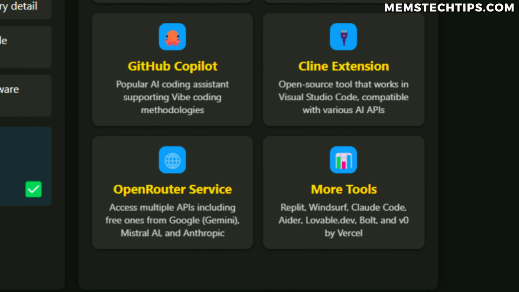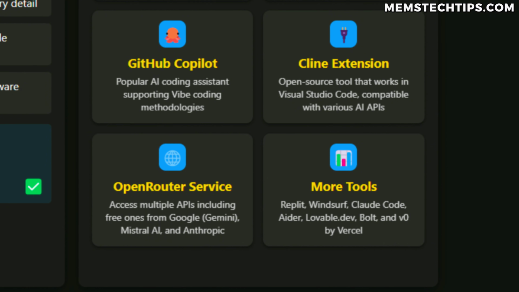I will also mention the OpenRouter service. With OpenRouter, you can get access to multiple APIs, including the free ones from Google. You will also get some free uses of certain paid APIs, but it'll be limited to a few uses per day. Then there are also some other tools out there at the time of this recording, which are Replit, Windsurf, Claude Code, which is a terminal-based coding app, Aider, Lovable.dev, Bolt, and V0 by Vercel.